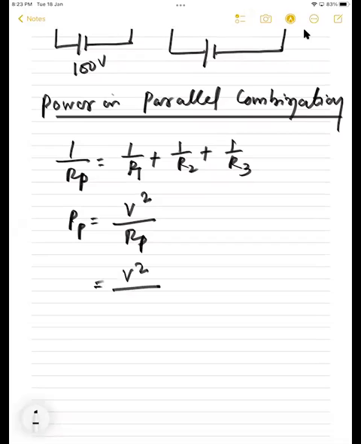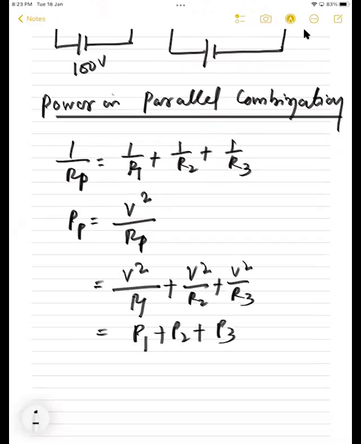V square by Rp means how much, students? 1 by Rp means V square by R1 plus V square by R2 plus V square by R3, right? Individual power P1 plus P2 plus P3. If three bulbs are connected in parallel and individual power is given, then you can calculate the total power, right?